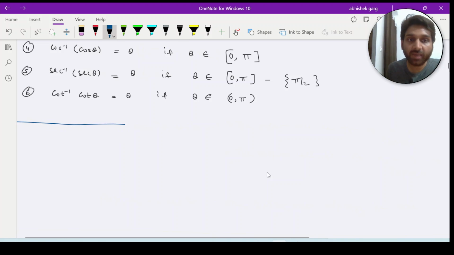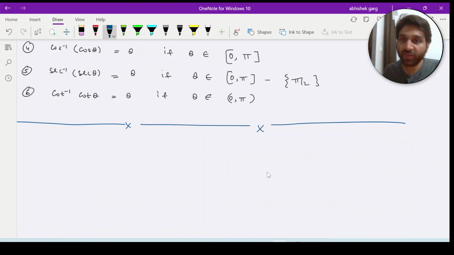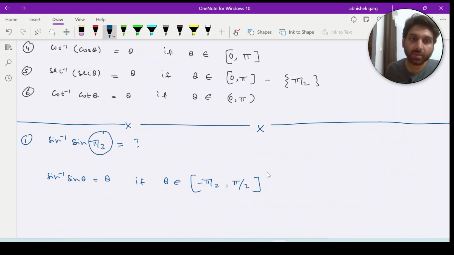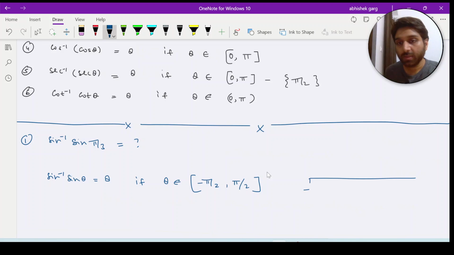Alright, so let's say I ask you the value of sine inverse sine pi by 3. So whenever you come across such a question, always think about this property, that we know that sine inverse sine theta is equal to theta if theta belongs to minus pi by 2 to pi by 2, and this is closed interval. Now if you look at pi by 3, how much is it? It is 60 degrees. And what is this? This is minus 90 degree. If you imagine a number line, this is minus 90 degree and this pi by 2 is 90 degree.